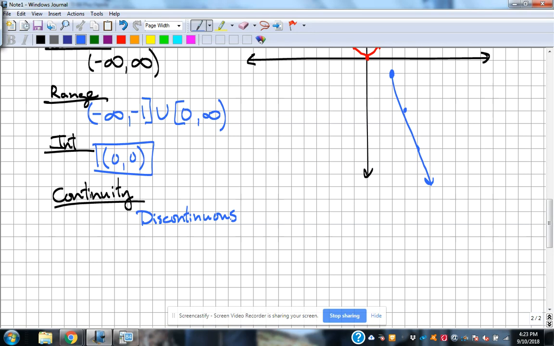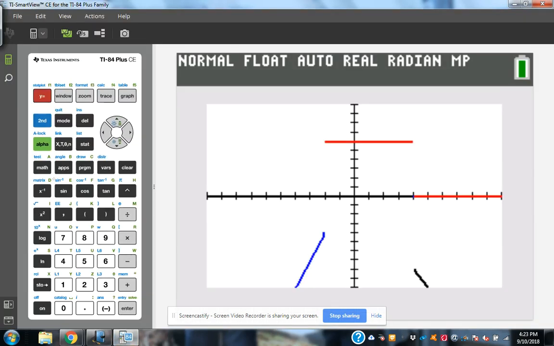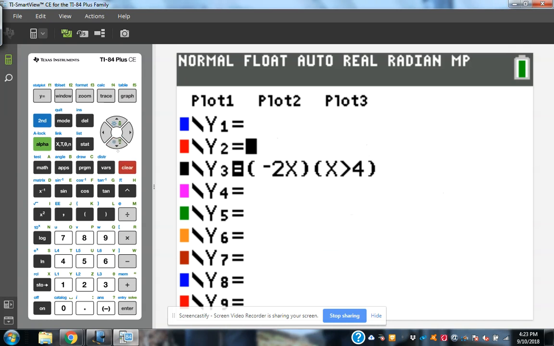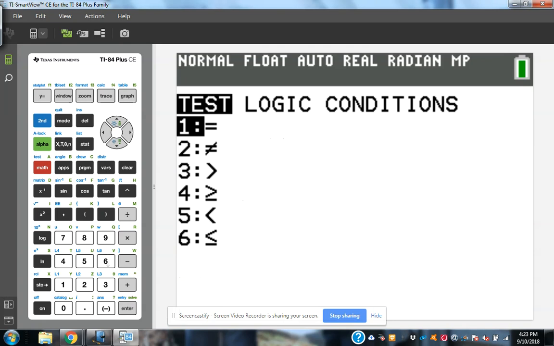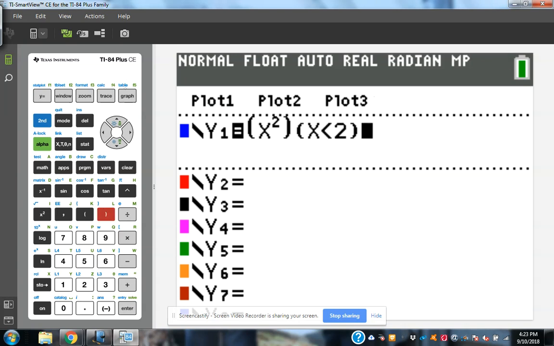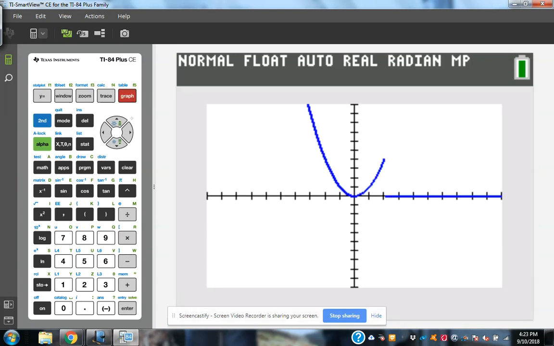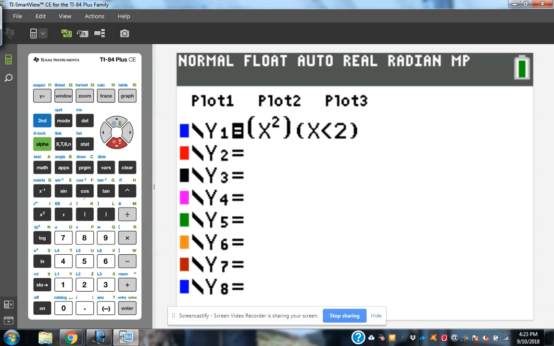Right. And again, with the calculator, you could do that. All that work to get it to graph it. X squared, parentheses, x, second math, is less than 2. We graph that. We see that part of the graph. It looks just like what we drew. And then y equals. Don't forget the parentheses. That's the key to this, is put those parentheses if you're going to use the calculator to help you.